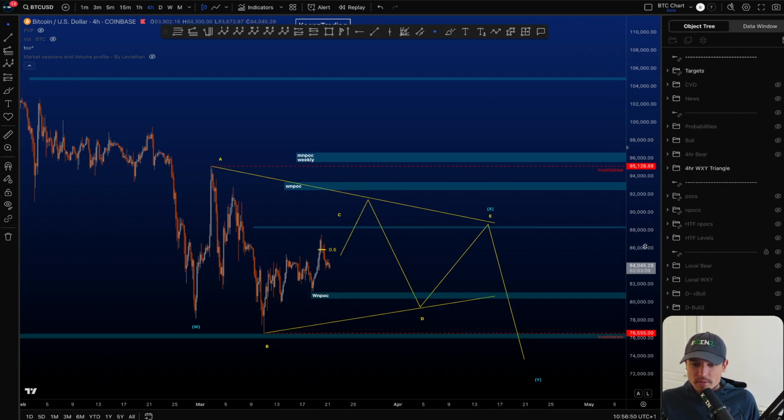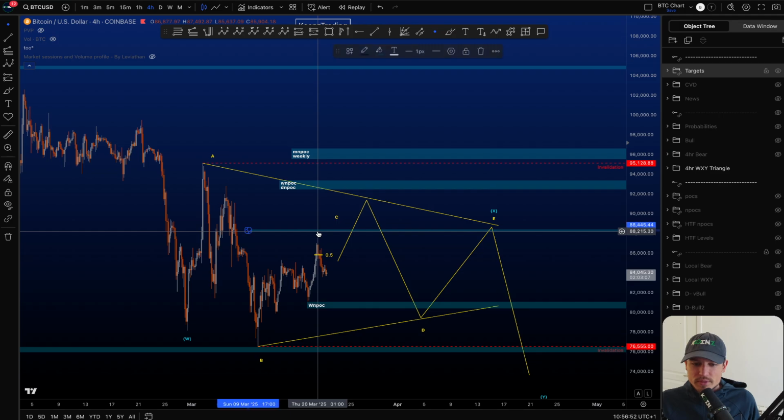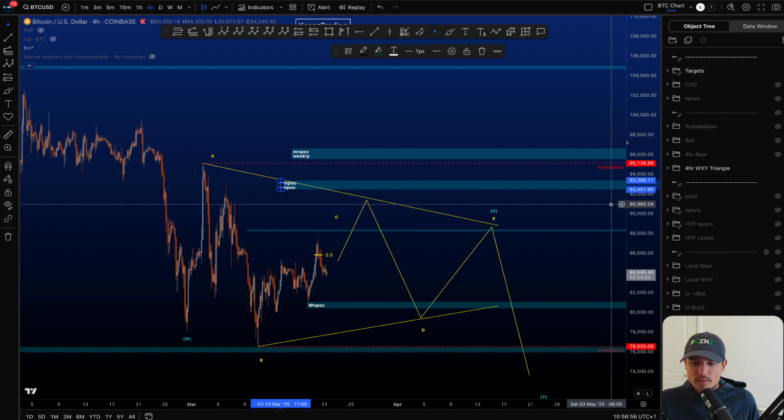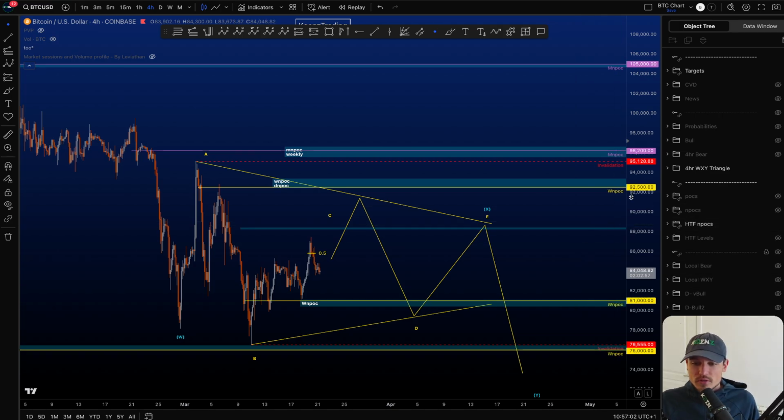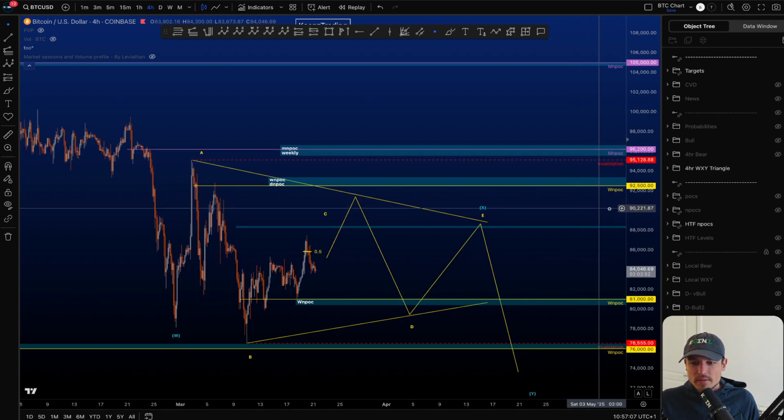Also, if we look at some of the resistance areas here, we just missed out on hitting this target box, 88.2, 88.5. Above that, we have 92.4, 93.4K, which is very interesting resistance, as we also have a weekly naked point of control at 92.5K.